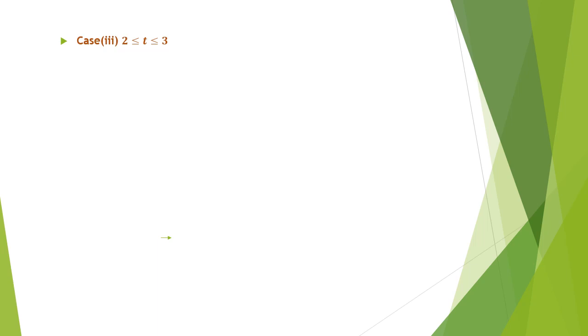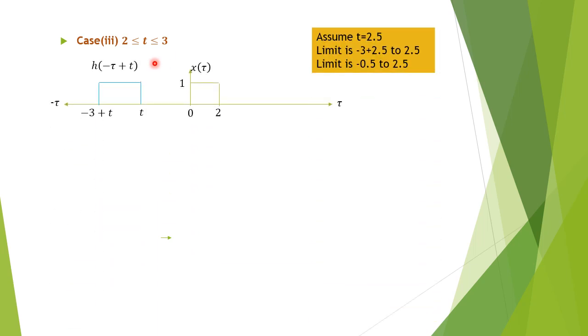Next, we are going to consider case 3. In case 3, the t value is in between 2 and 3. So we can assume t is equal to 2.5. That means minus 3 plus 2.5 to 2.5. So the new limit is minus 0.5 to 2.5. So you will be getting the graph like this.